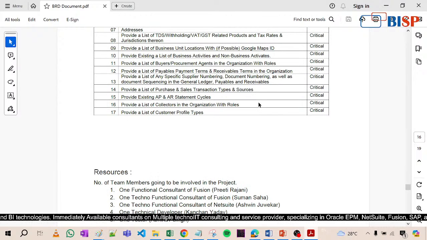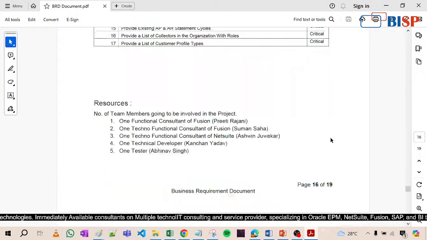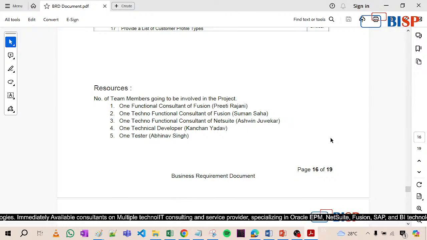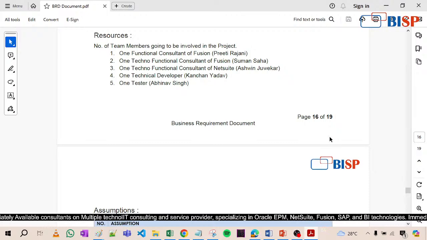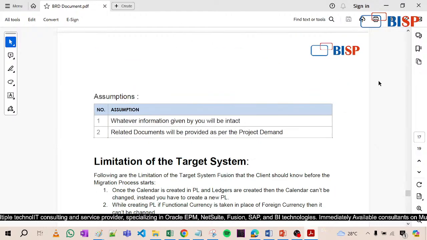Now resources. Resources means how many resources we are going to deploy on your project, because if you talk about the billing and the costing, we have to provide them each and every piece of information on how many consultants we are deploying. Correct?